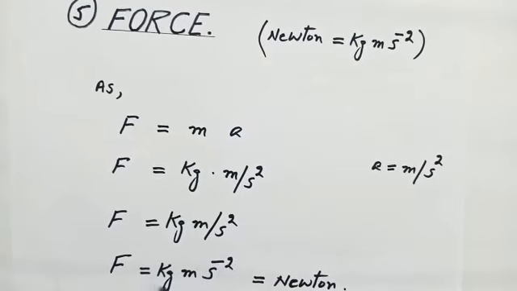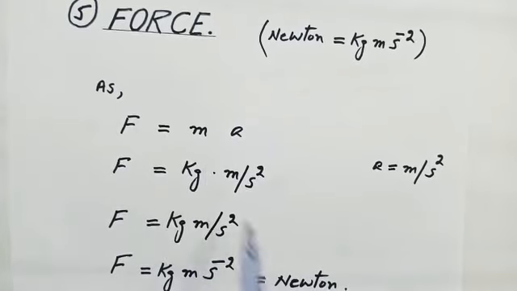This is the derived unit. We get this derived unit from this equation, and this derived unit is called Newton. So this is the derived unit of force, and we get it from this equation.